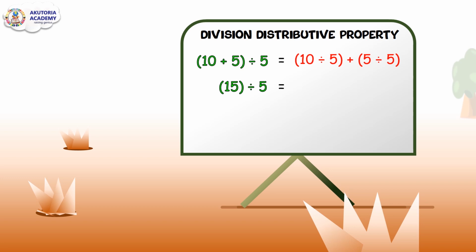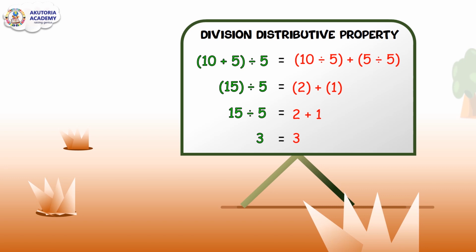So what is 10 divide 5? We know 10 divide 5 is 2, and 5 divide 5 is 1. So you have 2 plus 1. Now, removing the grouping or the parentheses, we have on the left side 15 divides 5, and on the right side we have 2 plus 1. Now 15 divided 5 is 3, and 2 plus 1 is also 3. So using the distributive property is a good way to solve division problems. It makes division problems easier to approach and you won't get confused.